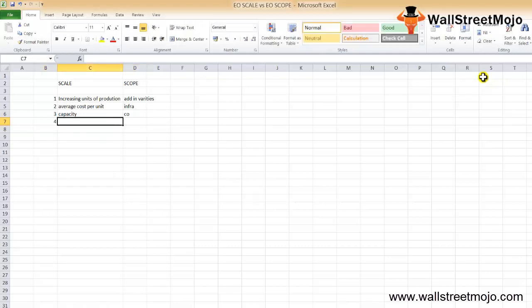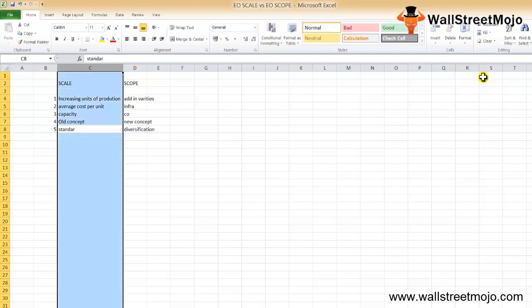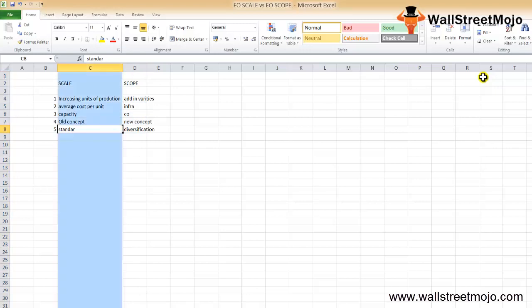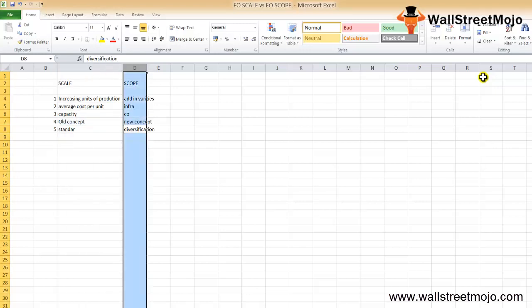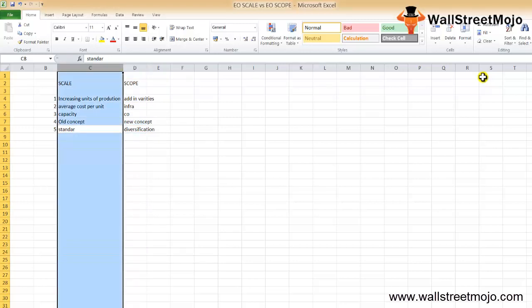Fourth point of differentiation, and this is one of the important points: economies of scale is relatively the old concept that we have just learned, and economies of scope is basically a new concept. You can say over here what we learned as standardization and over here as diversification. So the horizon of diversification or the horizon of expansion is more in terms of scope rather than in terms of scale. So based on this we can make some final conclusions.